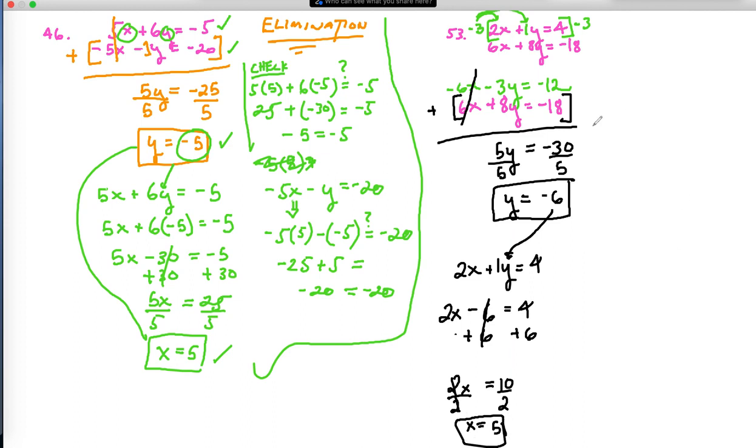Okay, there we go. Now I have it that x is 5, y is negative 6. And again, you could check. You could plug in 5 for x, you can plug in negative 6 for y, and see that that will give you 4. You can plug in 5 for x over here, and negative 6 for y right here, and see that you're going to get negative 18.